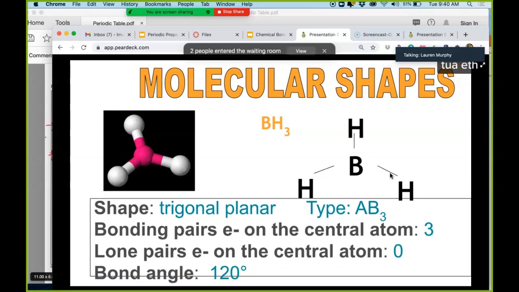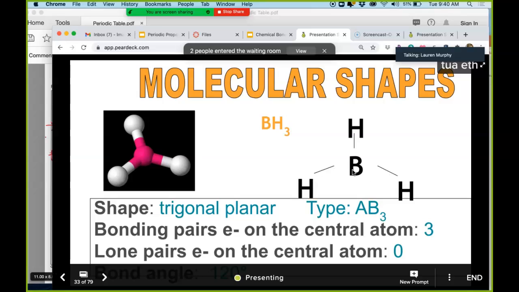Trigonal planar is a compound that has 3 bonds attached to the atom, 0 lone pairs on the central atom, and its generic type is AB3, meaning there's a central atom A, that would be boron, and there's 1, 2, 3 things bonded to it. That's what the B3 stands for. And they call this trigonal planar. Trigonal because it looks like a triangle, planar because it lies flat in space. It lies all on one plane. Nothing is sticking up or going out. It all lies flat in one plane.